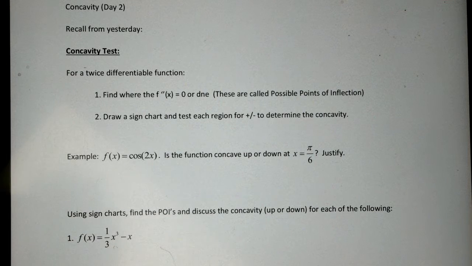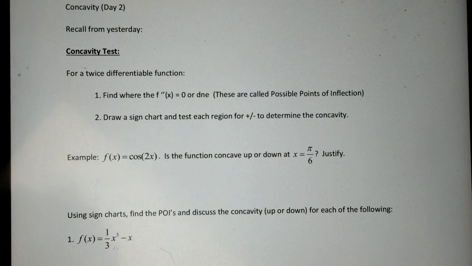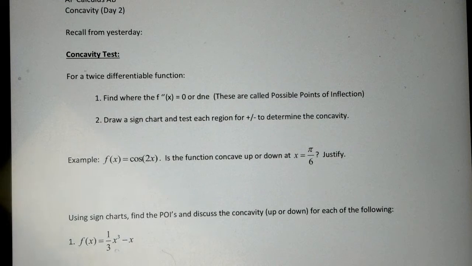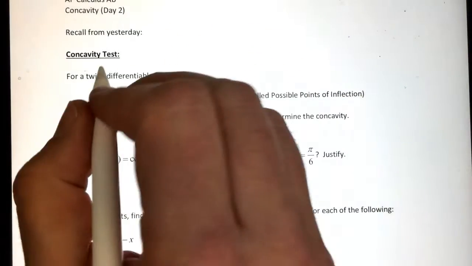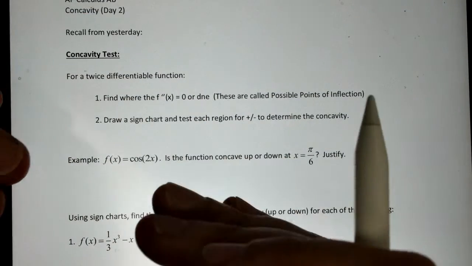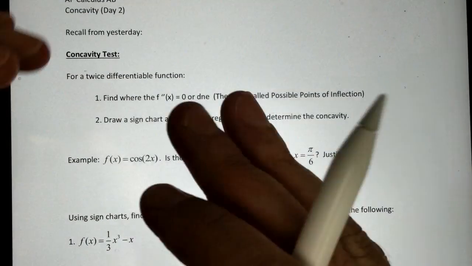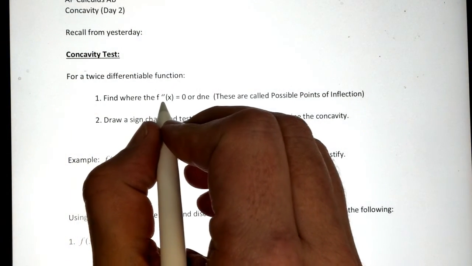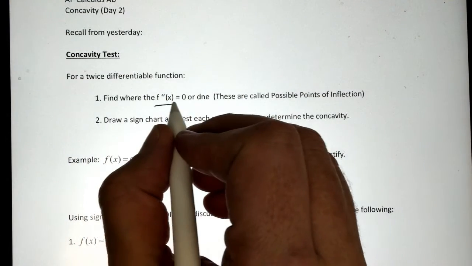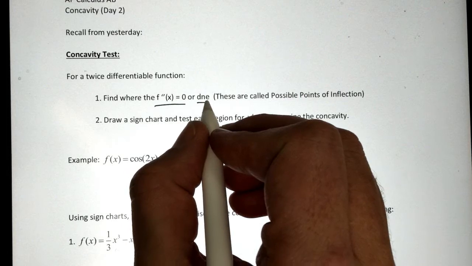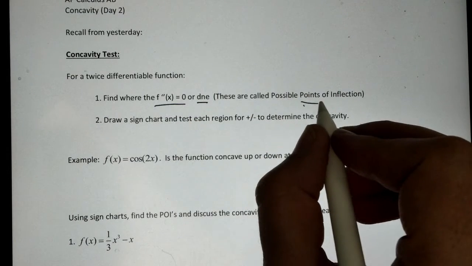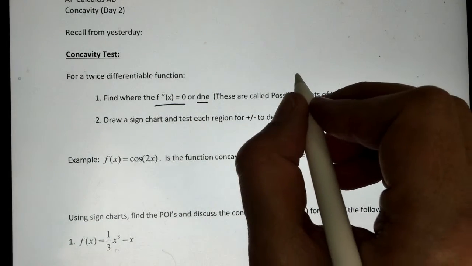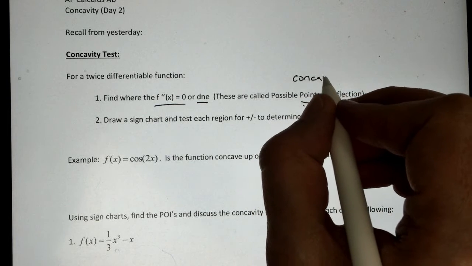Hello, welcome back. Today we're going to continue our discussion on the concavity test. From yesterday, we talked about how we can determine from a graph where the concavity changes. And we said we're going to look for the second derivative this time, where the second derivative is 0 or DNE. We call these possible points of inflection.